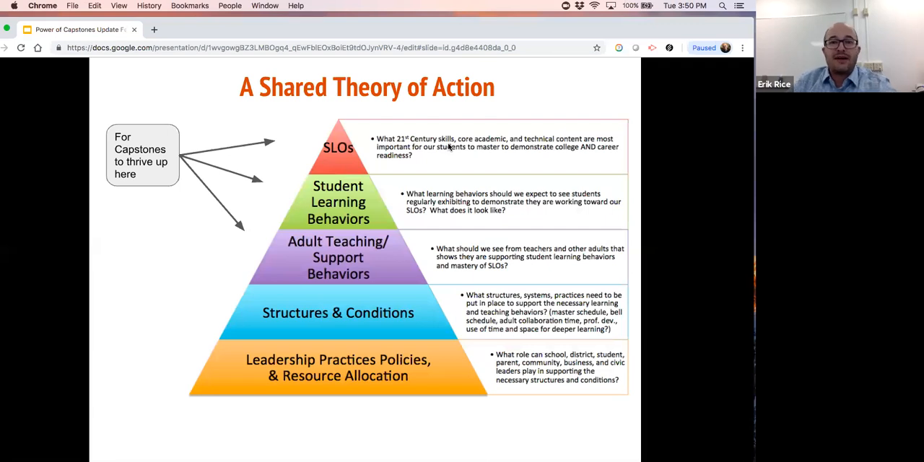So if we have, as a district, critical thinking and problem solving and collaboration as our classic graduate profile or 21st century skills, but we are generally walking into classrooms and seeing students sitting at desks pretty passively, face forward, then we've got a disconnect there between our learning behaviors and our outcomes. So we've used this as a way to push on that.